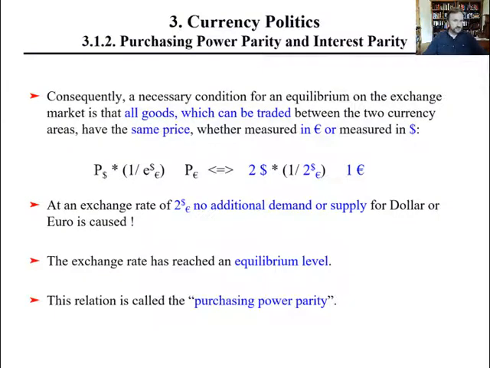This relation is called purchasing power parity because both currencies have the same real purchasing power given this equilibrium exchange rate. At this exchange rate, you receive the same amount of cookies for 1 euro, whether you buy your cookies in the euro area or in the dollar area.